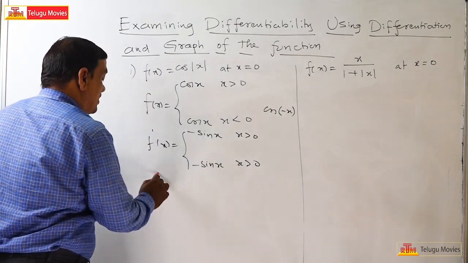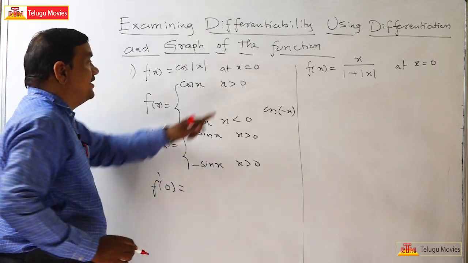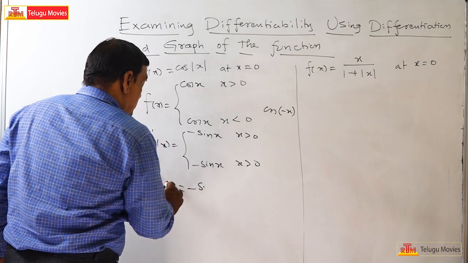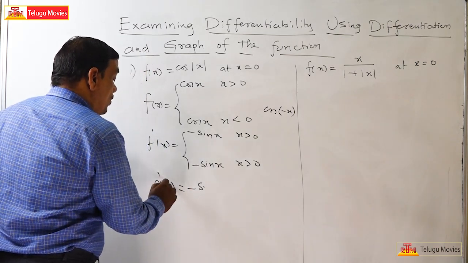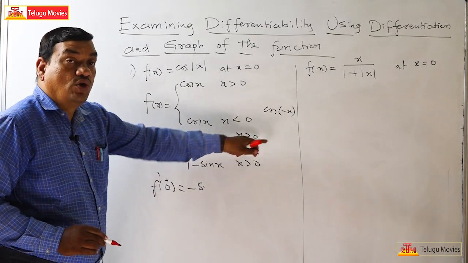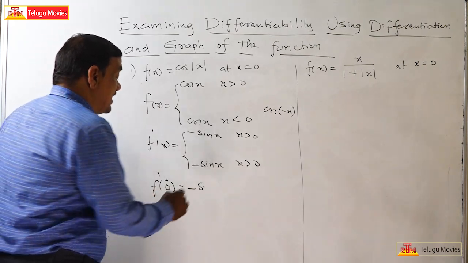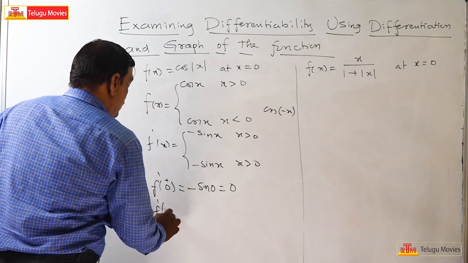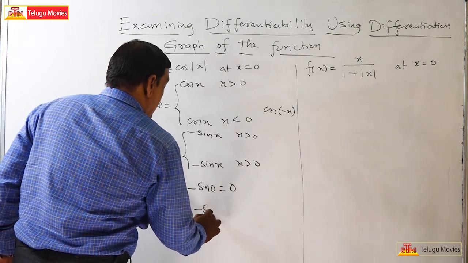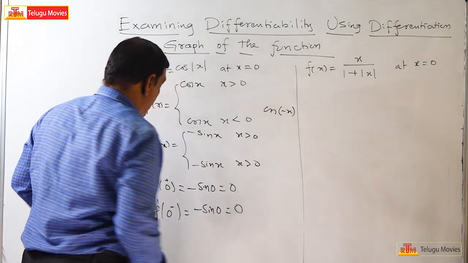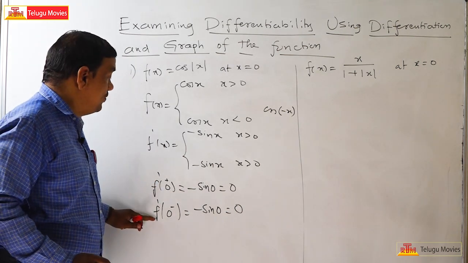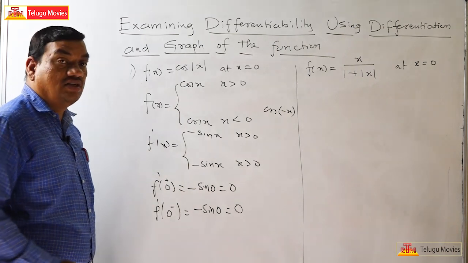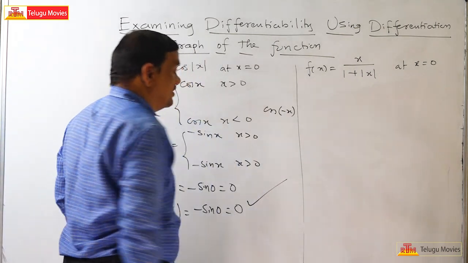So what is f dash of 0? At 0 we are checking. The right hand side derivative is minus sin 0, that is equal to 0. And the left hand side derivative is also minus sin 0, that is equal to 0. So the right hand side derivative and left hand side derivative are both equal. Therefore, this is differentiable at x equal to 0.